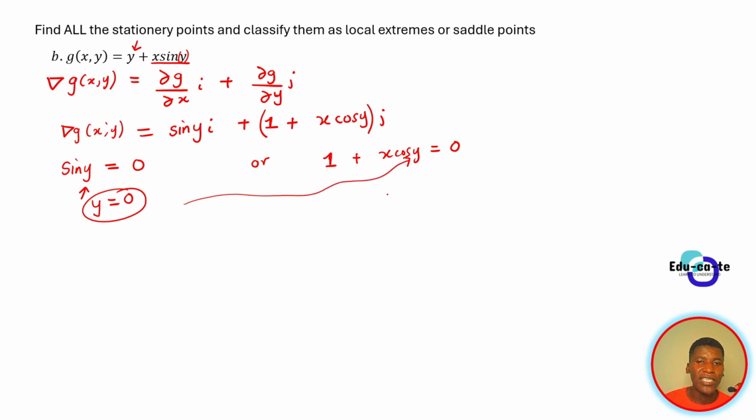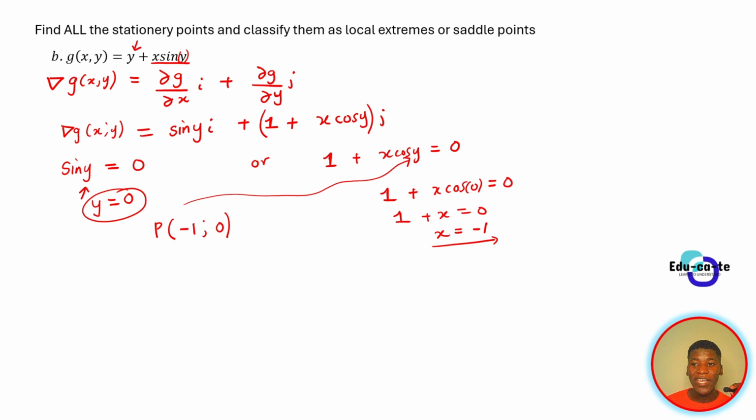If we substitute it here, we get 1 plus x cos of 0 radians is equal to 0. Now cos 0 is just 1. So this would be 1 plus x is equal to 0. So x is equal to negative 1. So we have got a stationary point, which I will name P, in which the x value is negative 1 and the y value is 0.